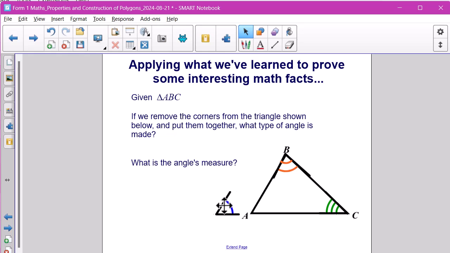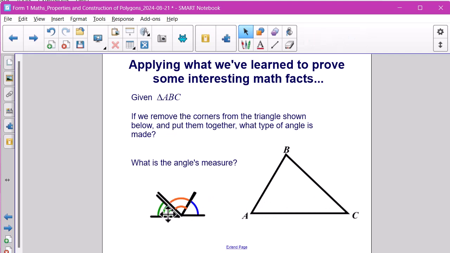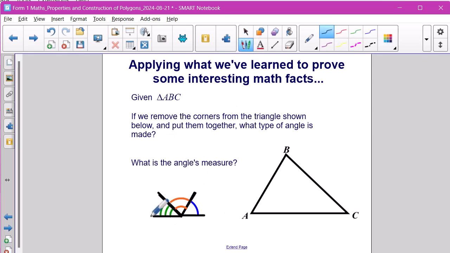If we actually take angle A out, we can also take angle B out, and then if we rotate it around and put it together, like this, and then we take our last angle, angle C, and bring it together, oh, this brings up, or they create a straight angle.